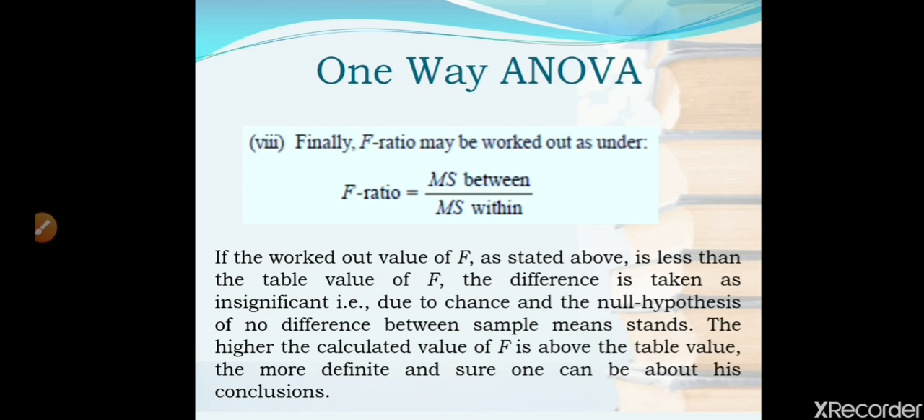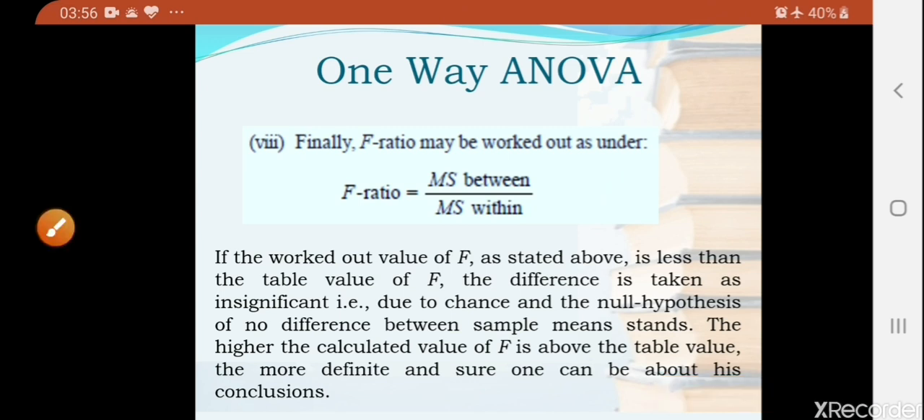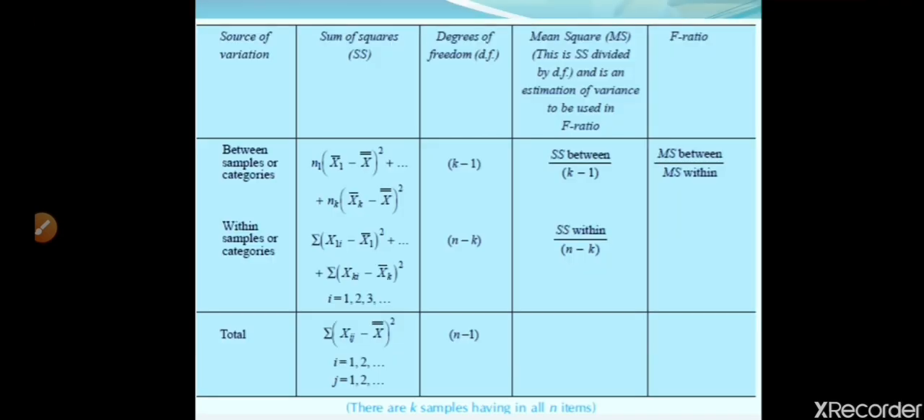F ratio, and F ratio is MS between divided by MS within. If the worked out value of F is less than the table value, then the difference is taken as insignificant, and the null hypothesis of no difference between sample means stands. So the higher the calculated value of F is above the table value, the more definite and sure one can be about the contributions. So in tabular form we can write the values like this.